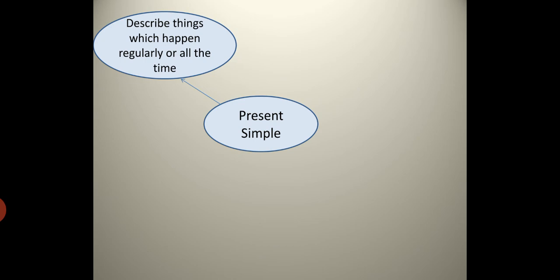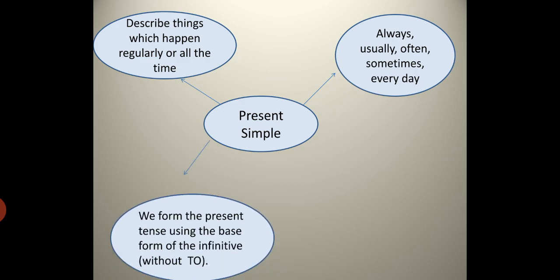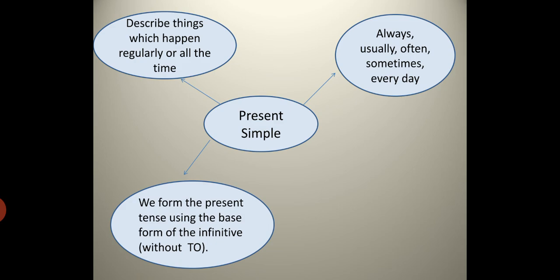Today we will learn grammar theme present simple. We use present simple to describe things which happen regularly or all the time. We use adverbs of frequency such as always, usually, often, sometimes, every day. We form the present tense using the base form of the infinitive without to.